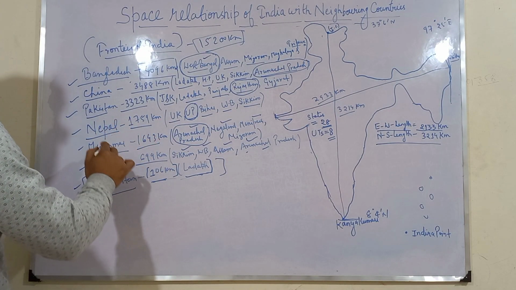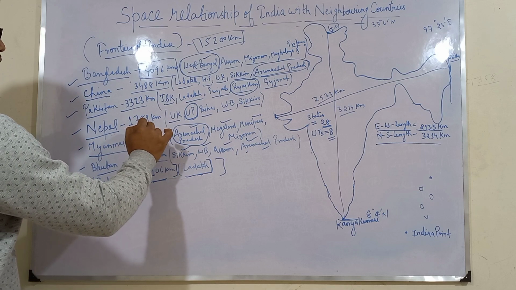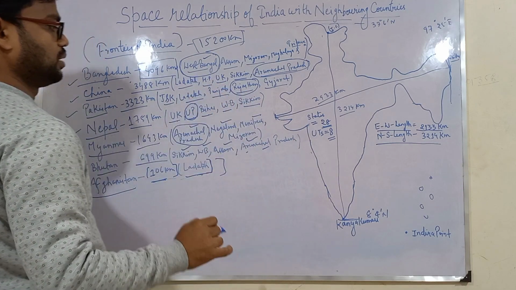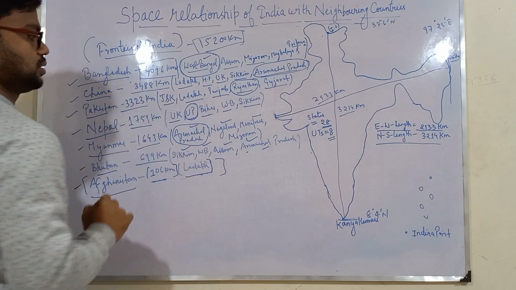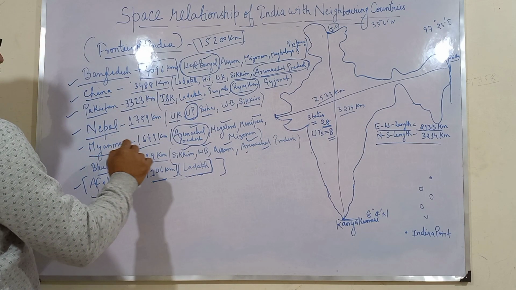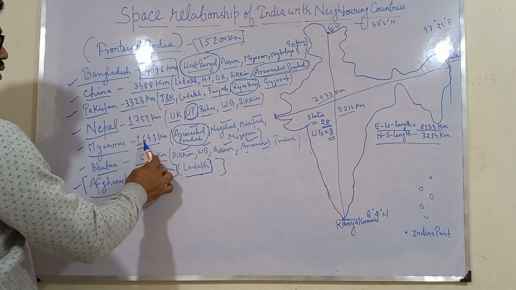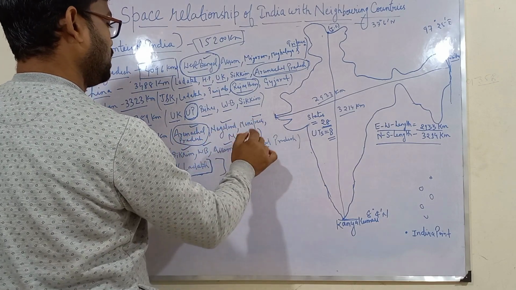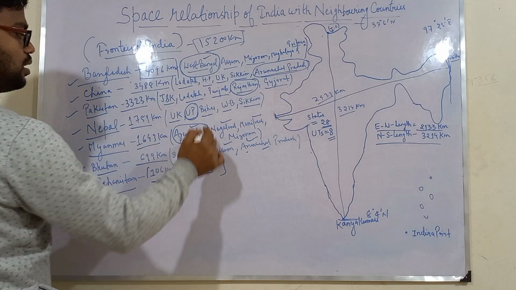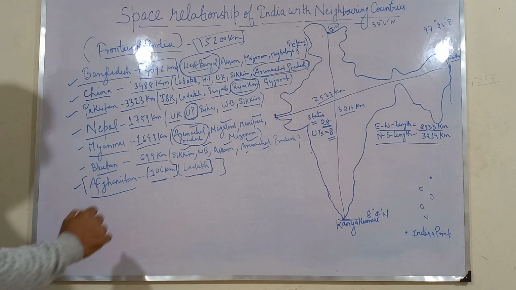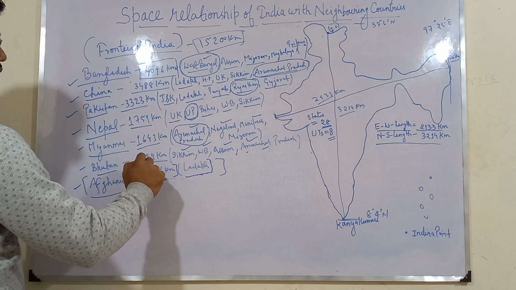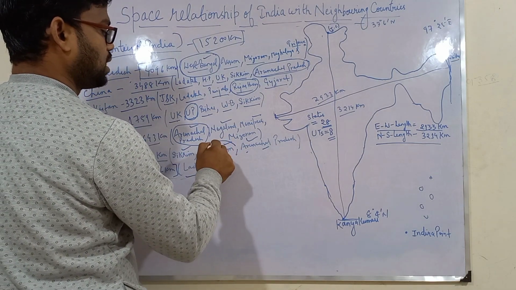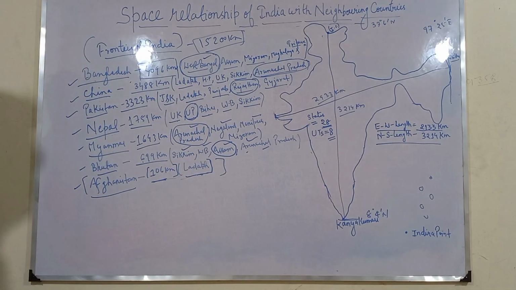Our next is Nepal. With Nepal, India shares a land boundary of 1759 kilometers, and the states are Uttarakhand, Uttar Pradesh, Bihar, West Bengal, and Sikkim. The maximum land boundary is shared by Uttar Pradesh. Next we have Myanmar. The length of land boundary with Myanmar is 1643 kilometers, and the states sharing land boundary are Arunachal Pradesh, Nagaland, Manipur, and Mizoram. The maximum is shared by Arunachal Pradesh. Next we have Bhutan. The length of the boundary is 699 kilometers, and the states are Sikkim, West Bengal, Assam, and Arunachal Pradesh. The maximum land boundary is shared by Assam.